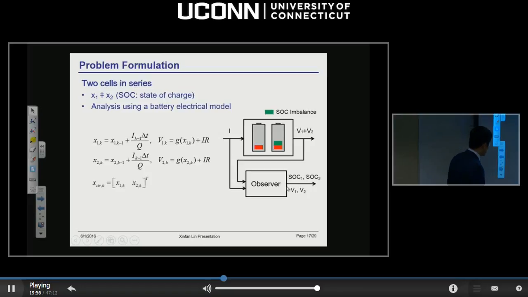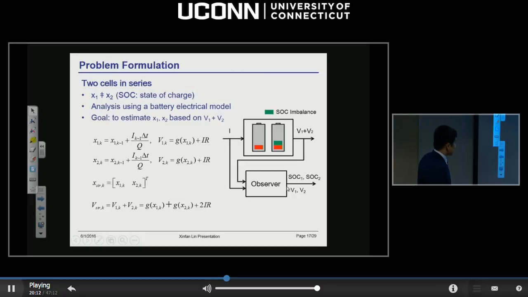And so the states of the system are X1 and X2, the two SOCs. K here stands for discrete time step. And so the output of the system is the total string voltage, V-string, V1 plus V2. So the goal here is to estimate X1 and X2 based on V1 plus V2. You're assuming the resistance is the same, though. So that's what I do at this point.